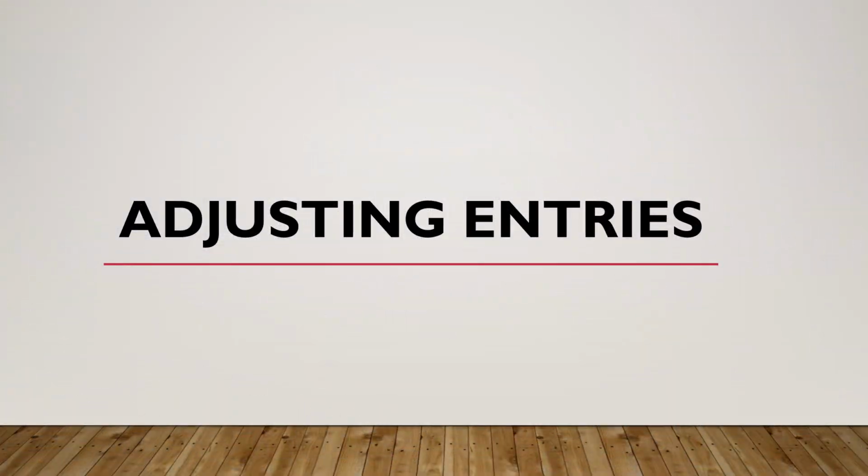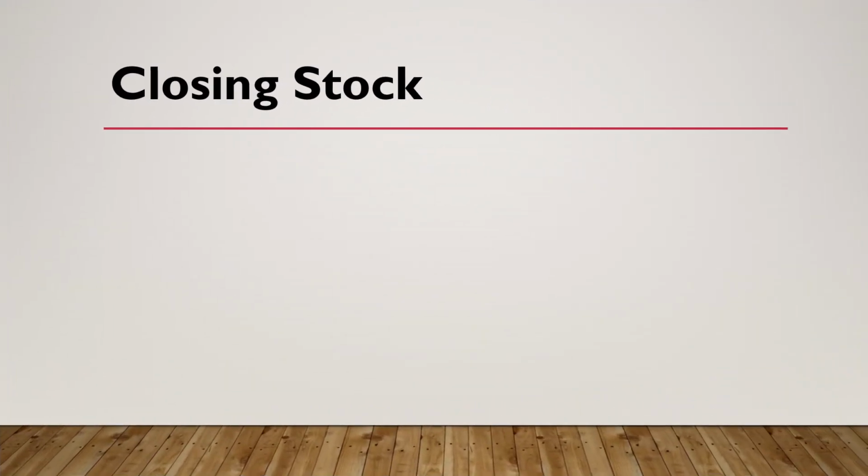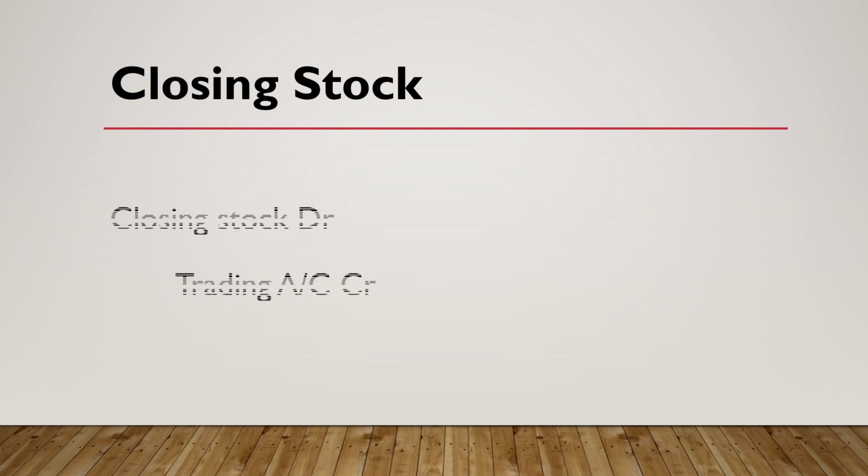Now let's see what the adjusting entries are and how we are going to account for them in the financial statements when we prepare the worksheet with 12 columns. The first entry is the closing stock. When there is closing stock, we are going to debit the closing stock account and credit the trading account. The debit transaction goes to the statement of financial position.